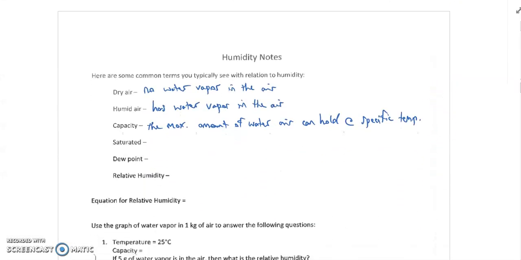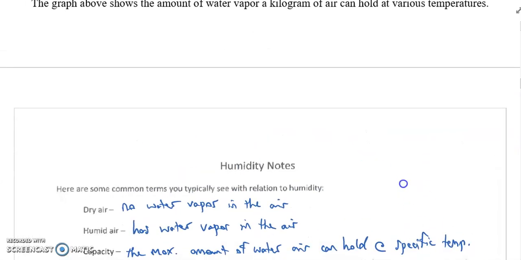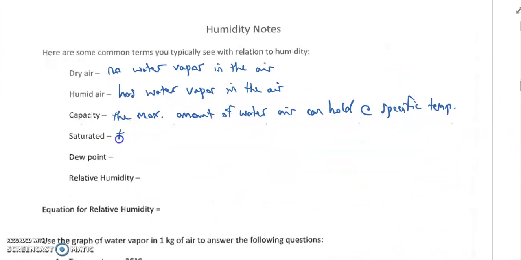All right. Saturated. This is to show when air is fully saturated with water. So that means the air is holding, or already has, 100% of its capacity. So whatever the maximum amount of water that it's capable of holding, it has.